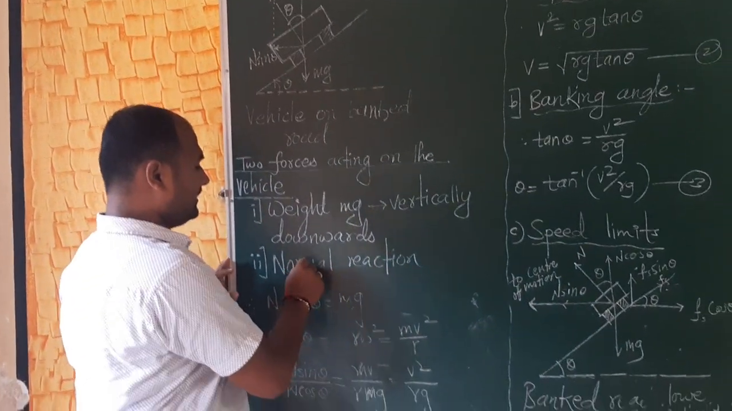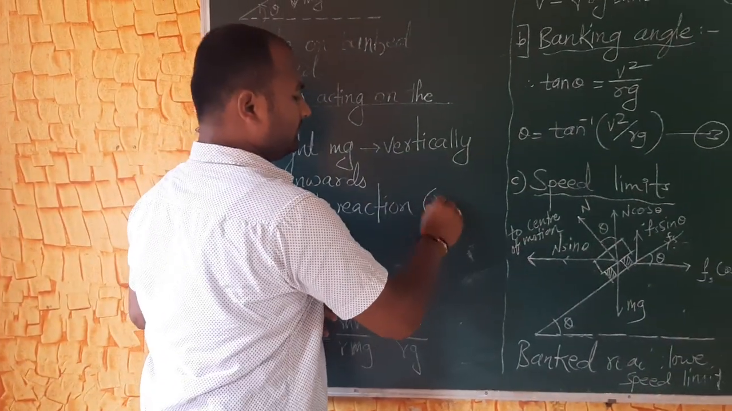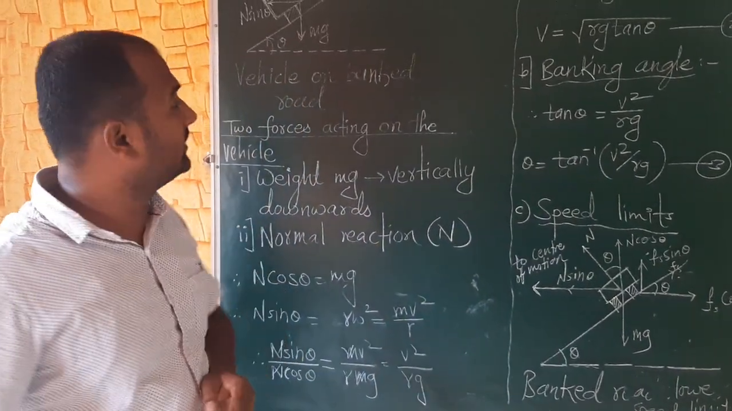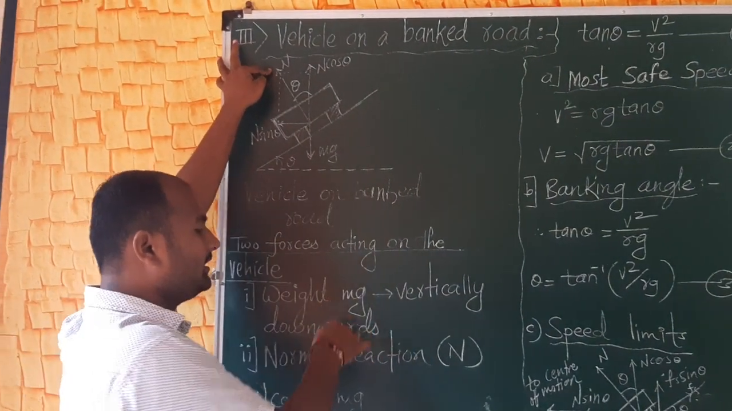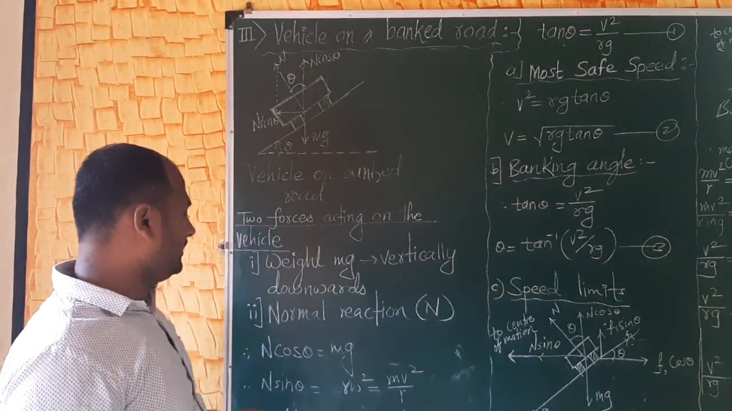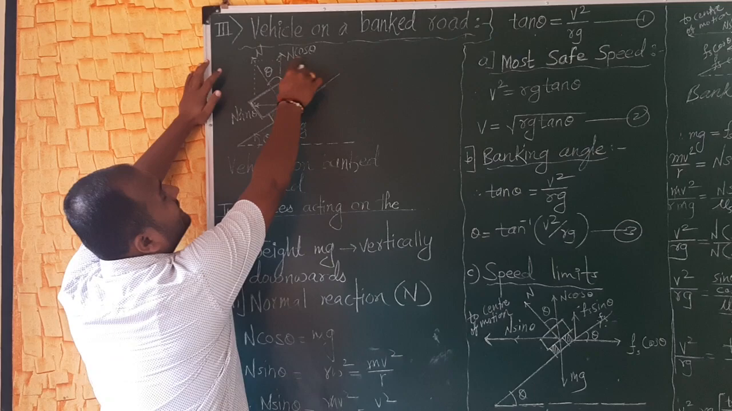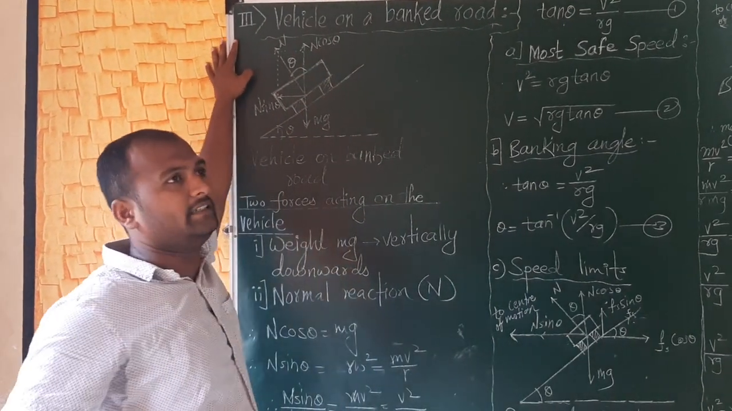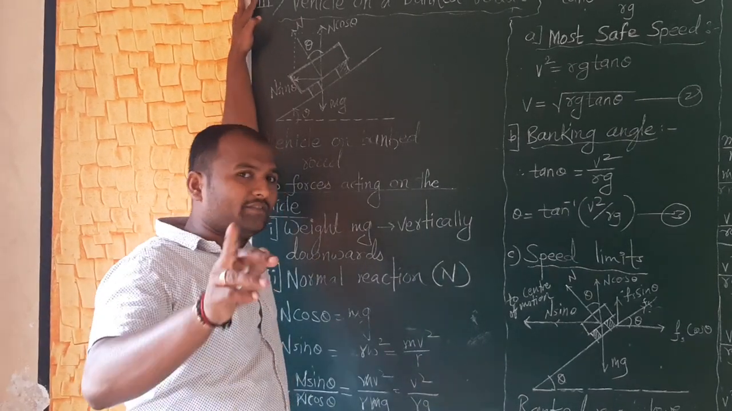The second force is the normal reaction N. This normal reaction exactly balances the weight mg. So here there are two components, first N cos theta and second N sin theta. Resolution of the components we have already discussed in 11th standard.